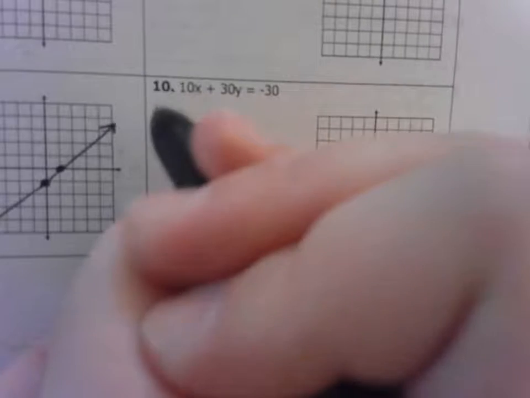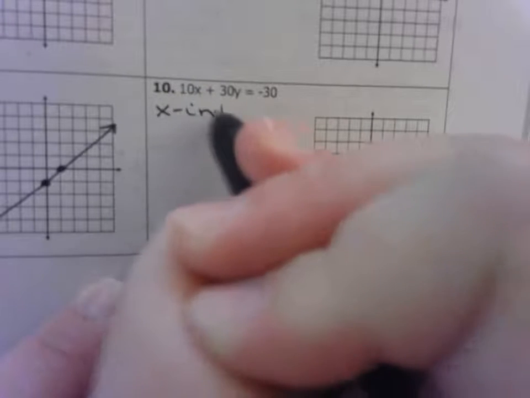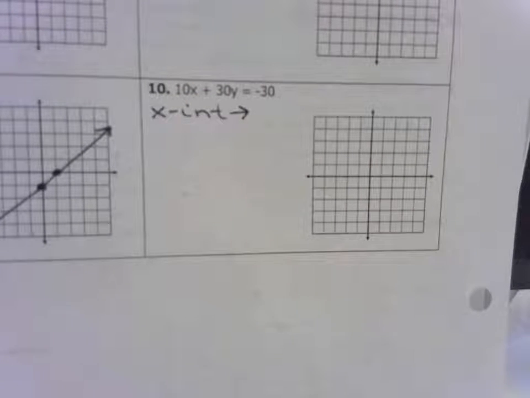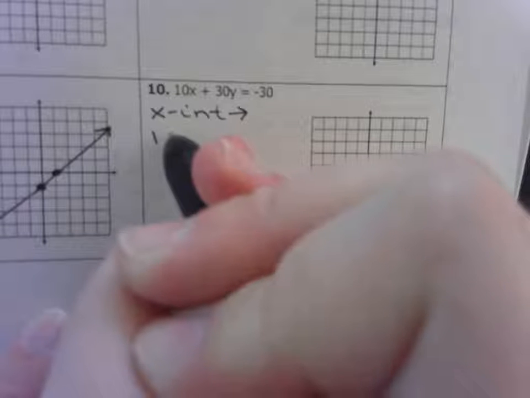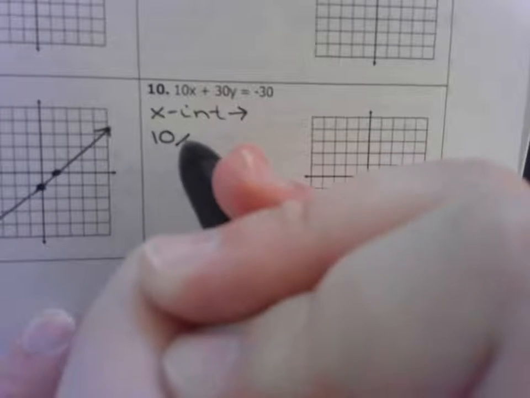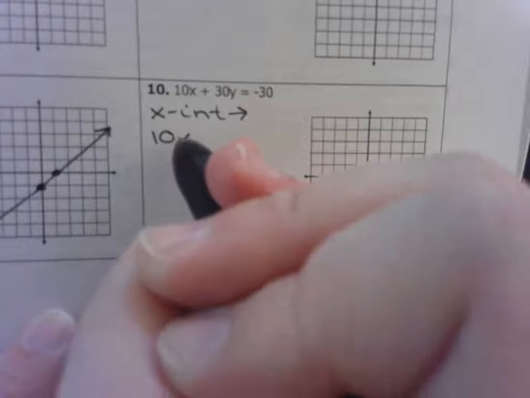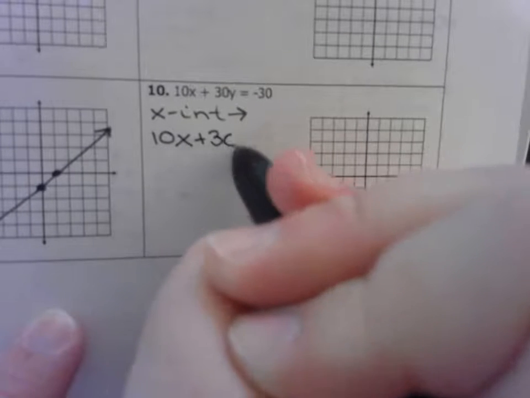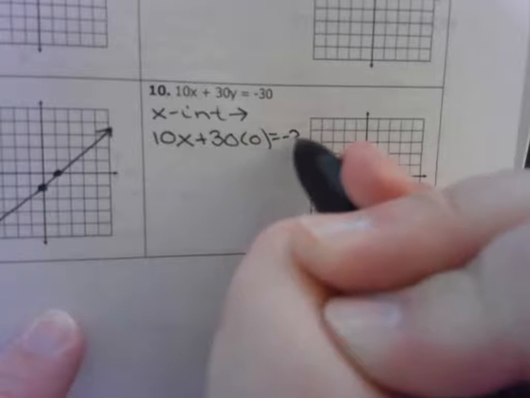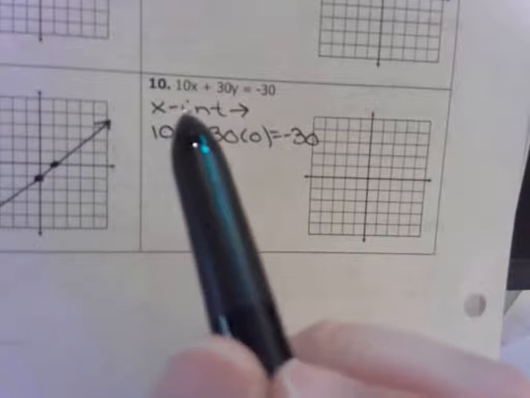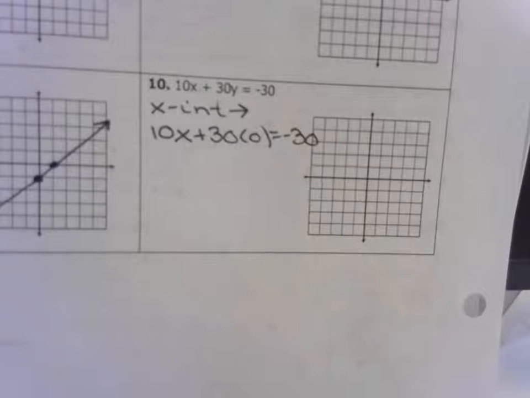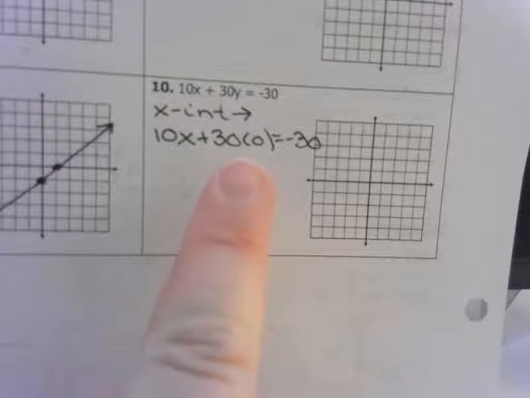Okay, if I look at 10, x-intercepts. You do the same process every single time. What do I do to find the x-intercept? Plug in 0 for y. So 30 times 0 equals negative 30. If I'm looking for the x-intercept, you plug 0 in for y. It's just something you do, because if I'm looking for a point on the x-axis, I know y is always 0. Okay, 30 times 0?